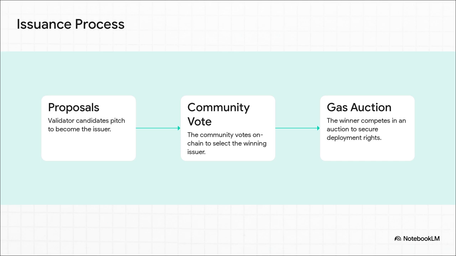And getting that green light is a real three-stage gauntlet. First up, you have the validator proposals. This is where credible issuers basically make their pitch. Here's why you should pick us. Then, stage 2 is the community vote. This is where everyone weighs in and picks the winner. But it's not over yet. The final step adds this fascinating bit of game theory. The winner still has to go head-to-head in a gas auction to actually lock down the right to deploy.